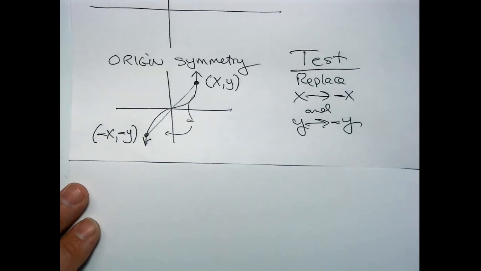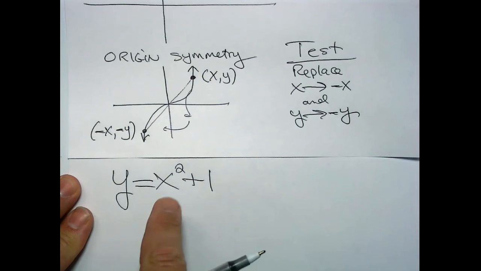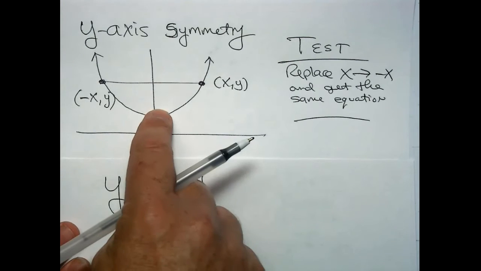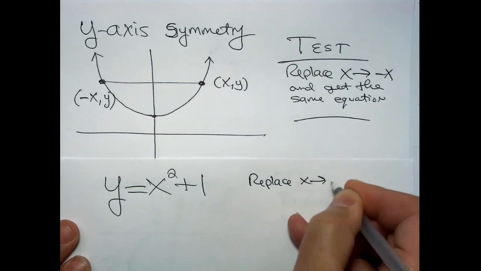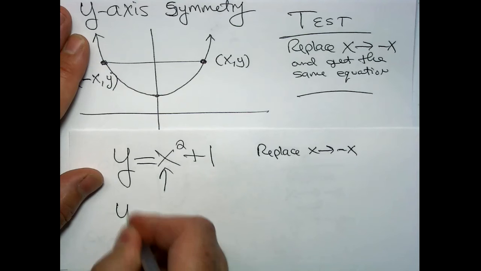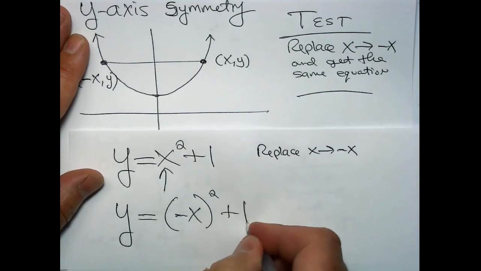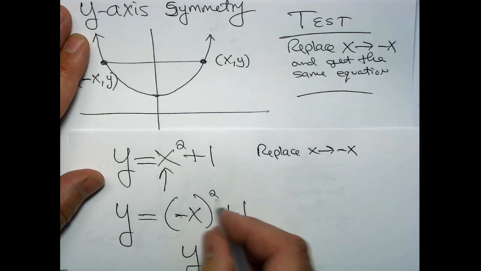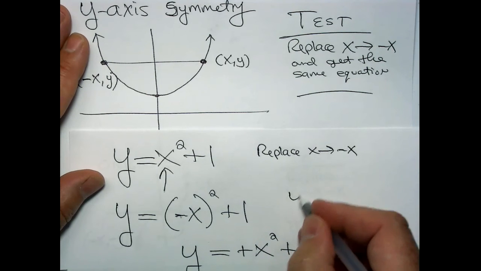So let's take a look at a couple of functions and see if they possess these kinds of symmetry. The first one I want to test is y equals x squared plus 1. I think that one has y-axis symmetry. It is a function, and I do think it has this kind of symmetry. In fact, that looks like its graph. So let's try replacing x with minus x and see what happens. So I'm going to take this and replace x with minus x. So it looks like this. Now you want to square the entire minus x. You need the protection of parentheses. But you know what? A negative squared is positive. So I'm getting y equals positive x squared plus 1. And that would be a big check mark. Y-axis symmetry.